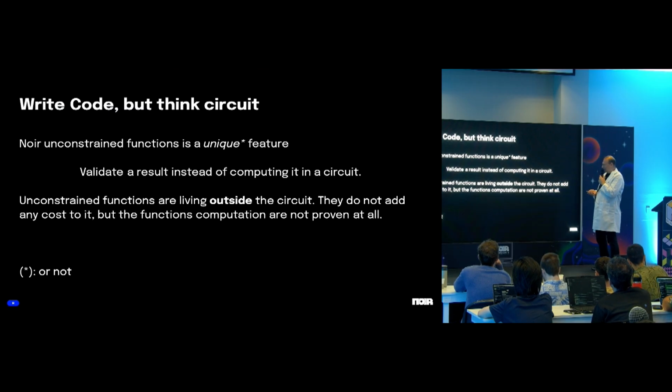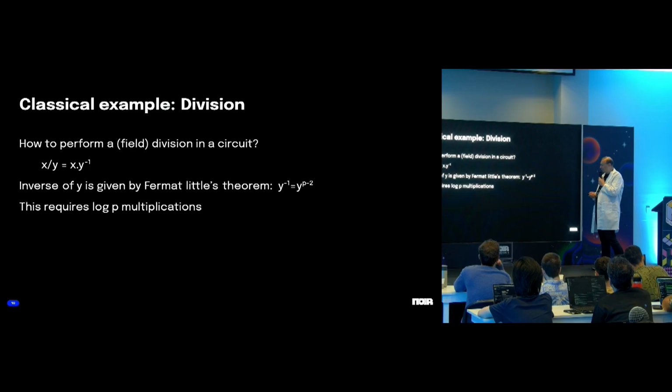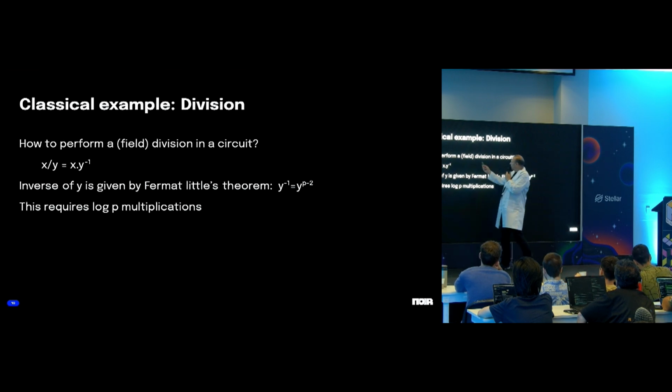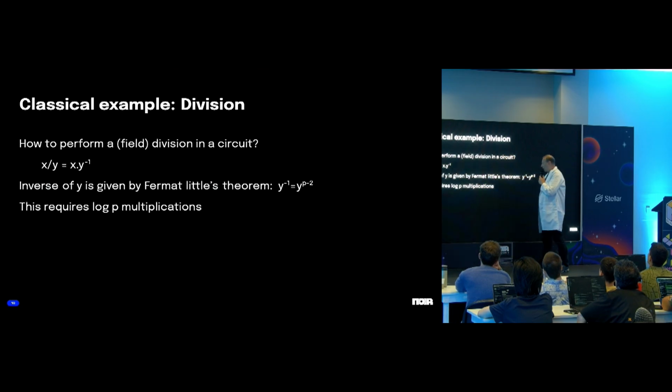Okay, so we'll see a very simple example, the classical one: how to do a division. If you want to compute a division inside the circuit, how would you do it? A division, we are in a prime field, remember? So for a division, you need to multiply x by the inverse of y. And the inverse, you can get it very easily using Fermat's little theorem.